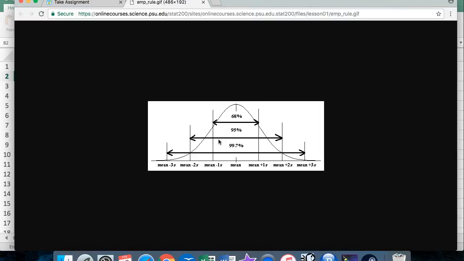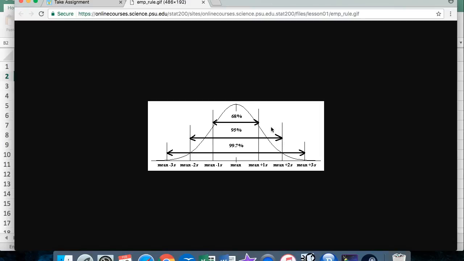So 68% goes between these two means. So now we want to know, well, what's in the rest? So 100% minus 68% is 32%, right? So this means that by adding up these two tails here, we get 32%.